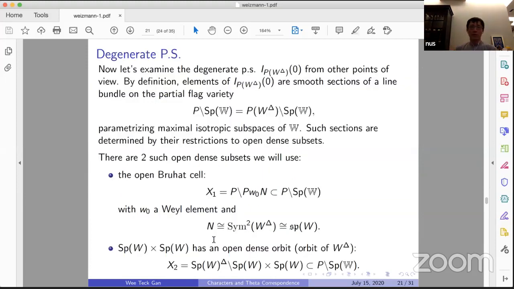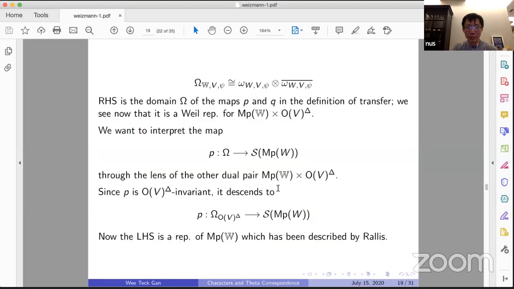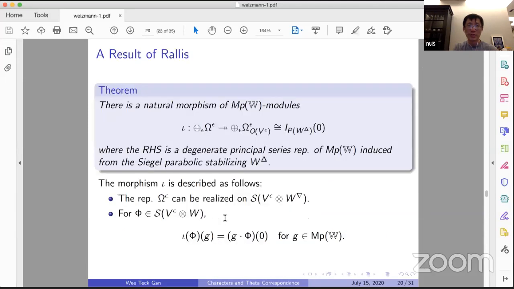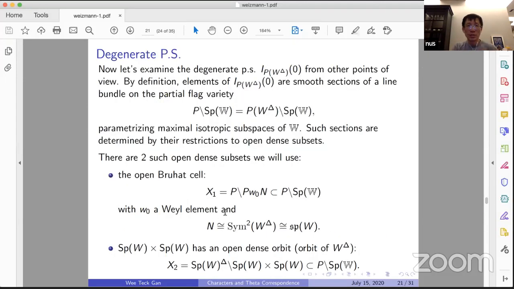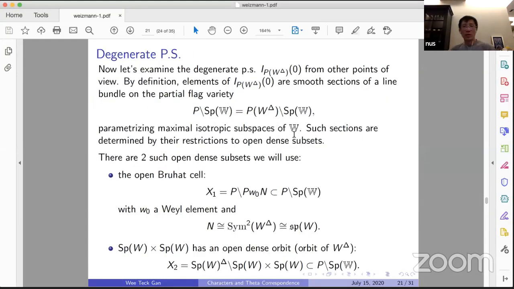Now it's good because, going back a bit, we want to understand this space. This space is mapped from that space, and now we understand this space. It's just a degenerate principal series. And moreover, it's just an isomorphism, right? We said that. So very good. Now we need to understand this degenerate principal series from other points of view.